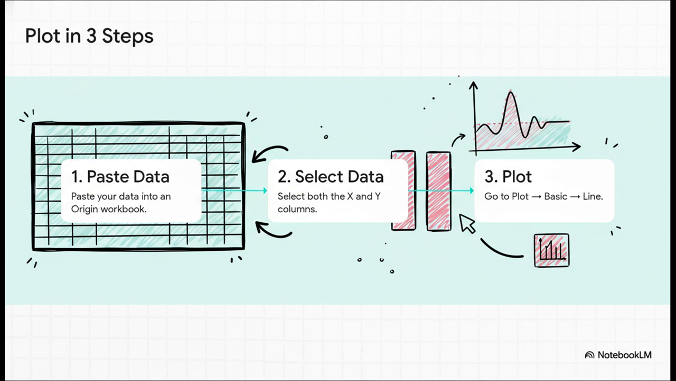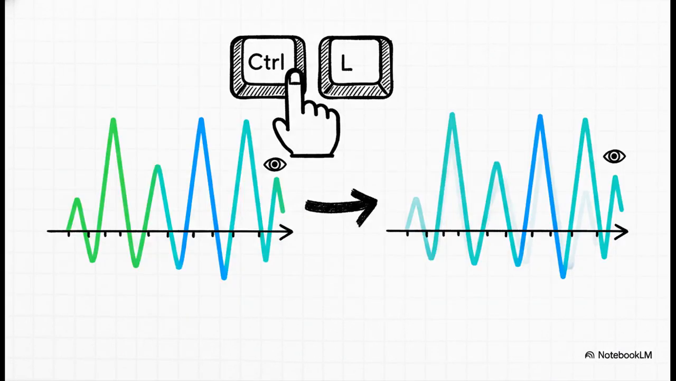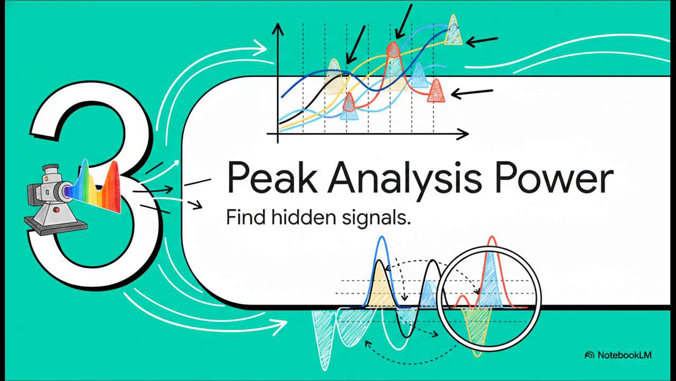It is that straightforward. And hey, here's a little pro tip for you, a real time saver. You're going to be comparing multiple data sets all the time, right? Instead of clicking around to hide and show different lines, just hit Control-L. It instantly toggles the layers on and off. It's a game changer.